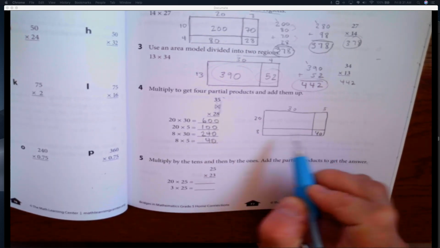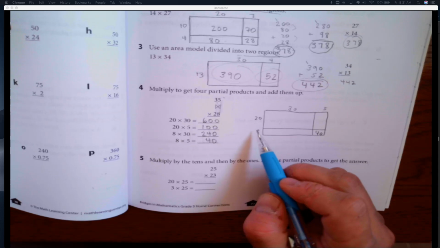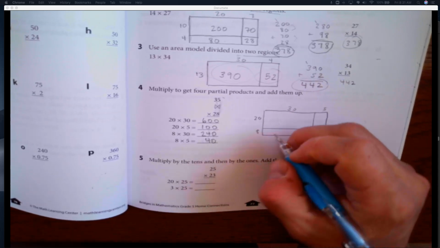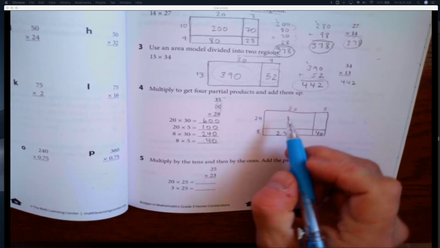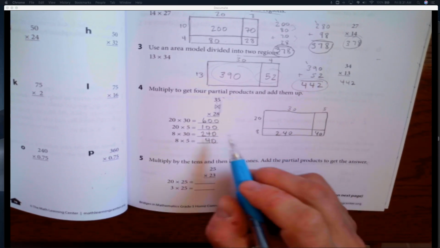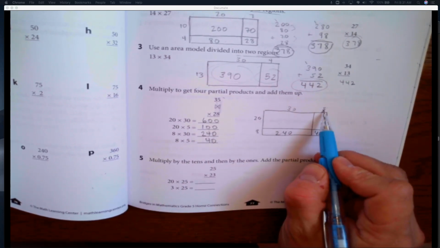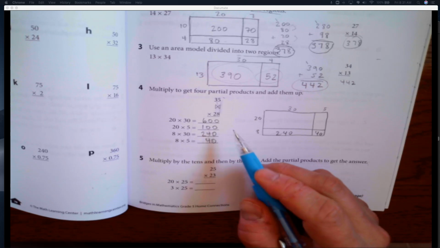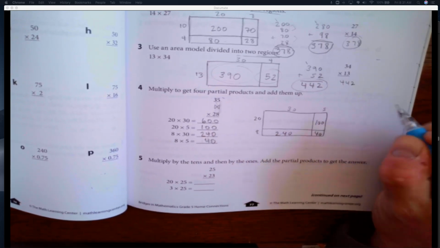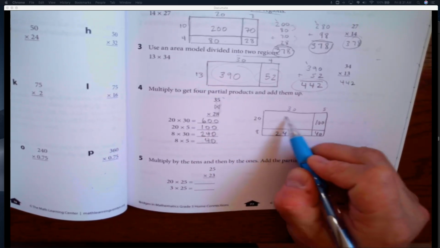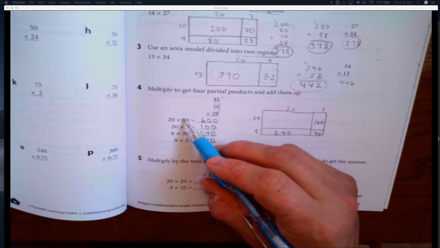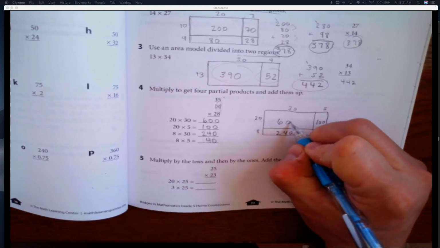There's my 40. Let's see if we can find the 240. That would be 8 times 30. There's my 240. There we go. And then 20 times 5. Look at that. There's 100. And then my last big area here is 20 times 30. 20 times 30 is 600.